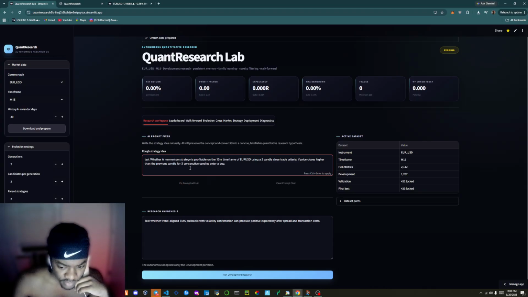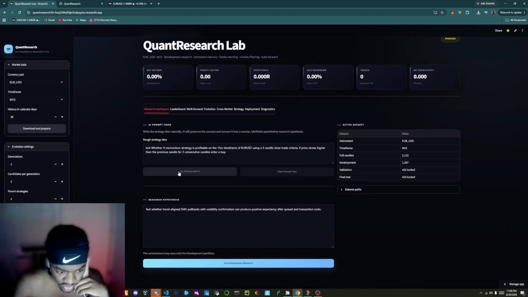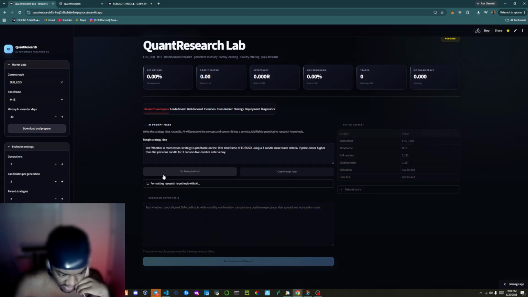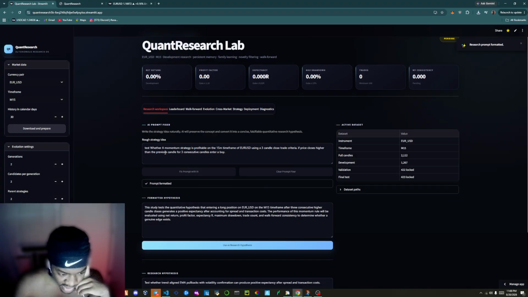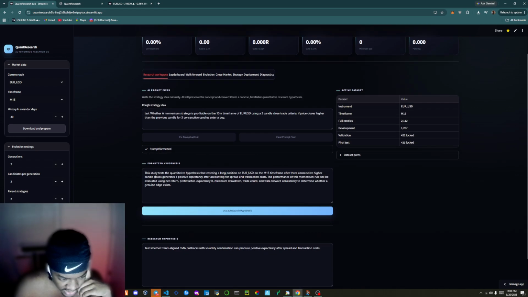So what we can do here is fix our prompt with AI, and it's going to take our rough strategy idea and actually format it into a testable hypothesis. It says this study tests the quantitative hypothesis that entering a long position on EURUSD on the M15 timeframe after 3 consecutive higher candle closes generates a positive expectancy after accounting for spread and transaction costs. The performance of this momentum rule will be evaluated using net return, profit factor, expectancy, R, maximum drawdown, trade count, and walk forward consistency to determine whether a genuine edge exists or not.